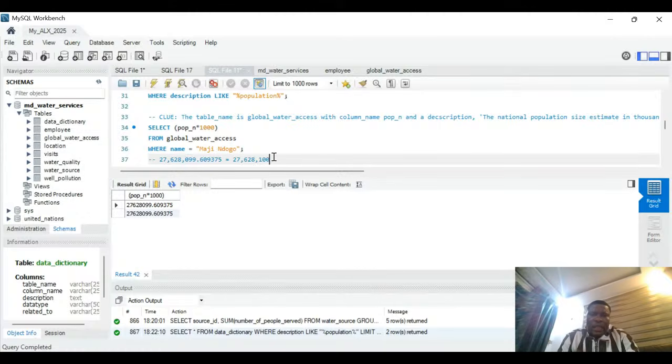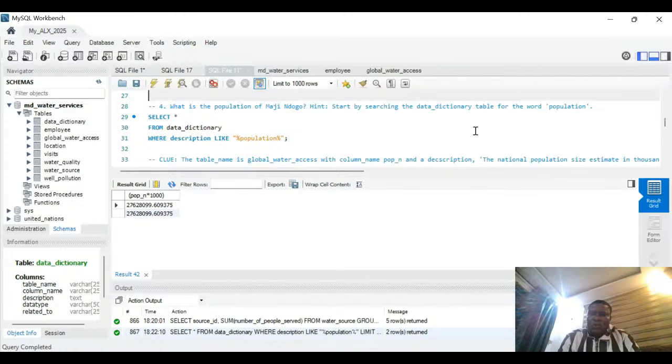Okay, so I believe now that we all are on the same page. I don't know where the screen actually went off, but what I was trying to say is that the first thing was that we're given a clue here at the top to go to the data dictionary to find where we have population inside the tables, because population was mentioned.